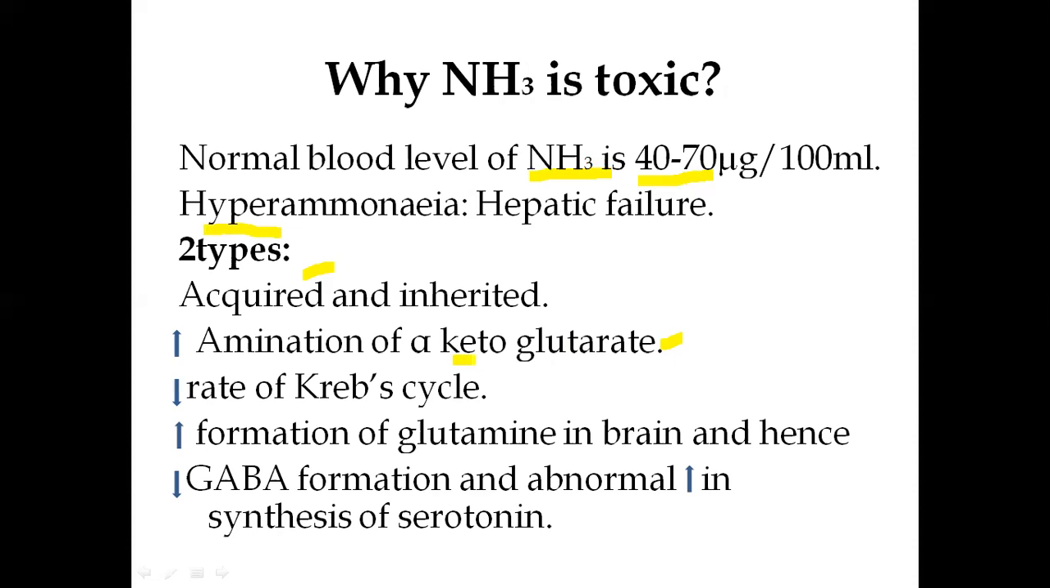So this reduces the mitochondrial pool of alpha-ketoglutarate. The alpha-ketoglutarate concentration in the mitochondria will be affected. And hence, the rate of the Krebs cycle or the TCA cycle decreases, and further cellular respiration is affected. Increased NH3 concentration enhances the glutamate formation in the brain.